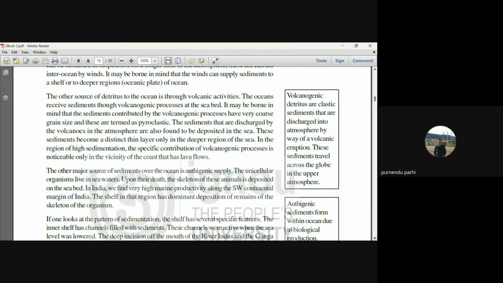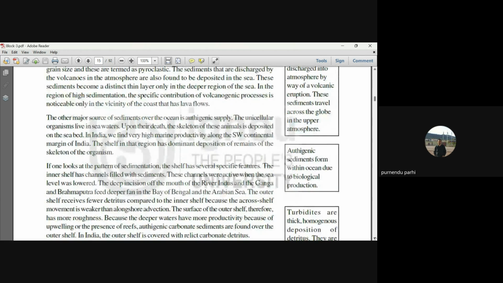In the region of high sedimentation, the specific contribution of the volcanogenic process is noticeable only in the vicinity of the coast that has lava flows. The other major source of sediments over the ocean is the autogenic supply. The unicellular organisms live in seawater. Upon their death, the skeletons of these animals are deposited on the seabed. In India, we find very high marine productivity along the southwest continental margin of India. The shelf in the region has dominant deposition of remains of the skeletons of the organisms.